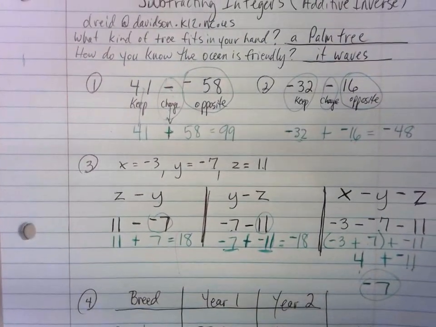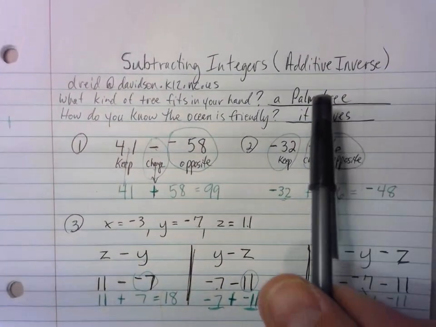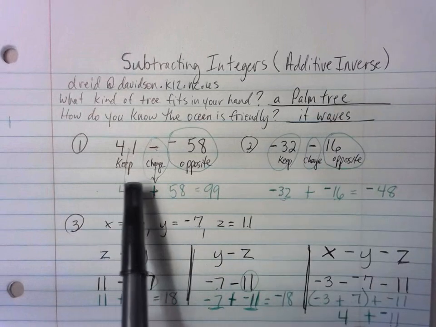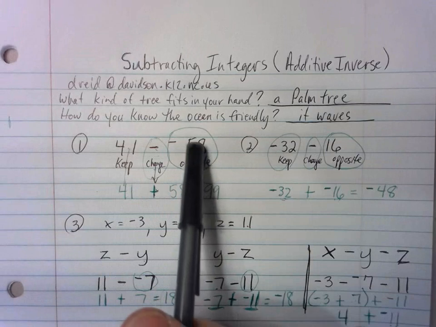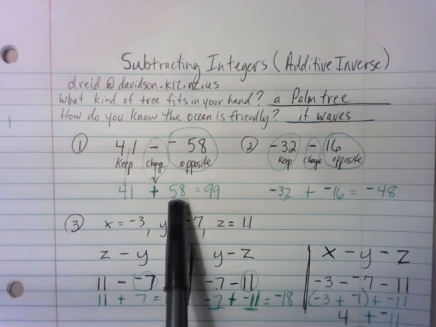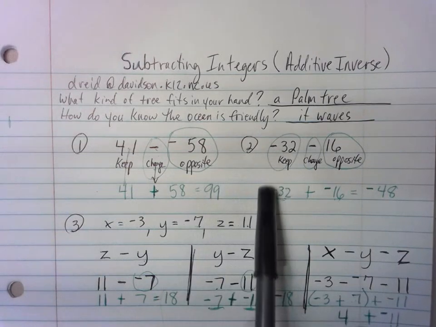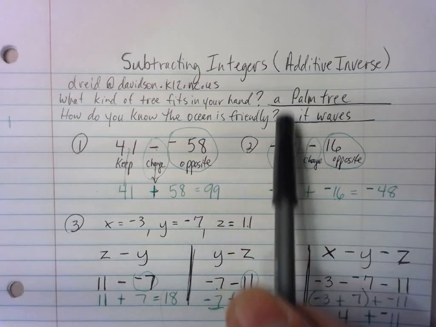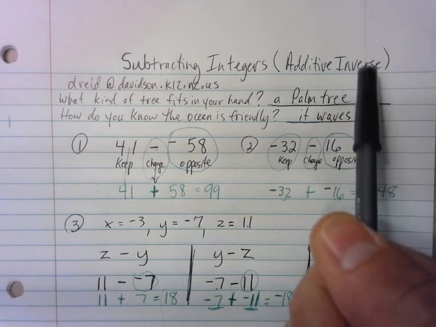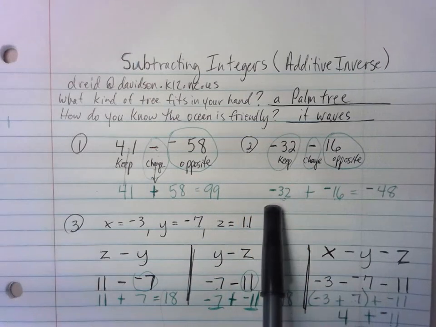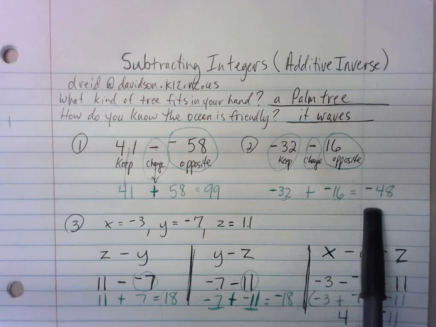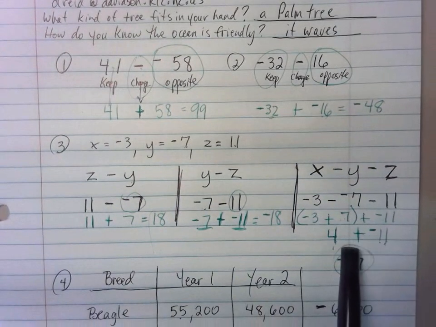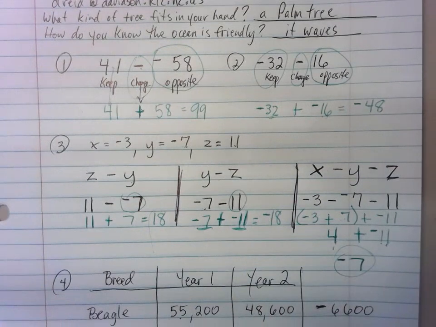Don't forget, this is called using the additive inverse, where you keep the first number, change the subtract sign to addition, and then you take the opposite of the second number. Keep the first number, change the subtract to addition. That's the additive part. And then take the opposite of the second number. That's the inverse part. If they've got the same sign, add them together. If they've got different signs, you want to subtract, and take the sign of the bigger number.